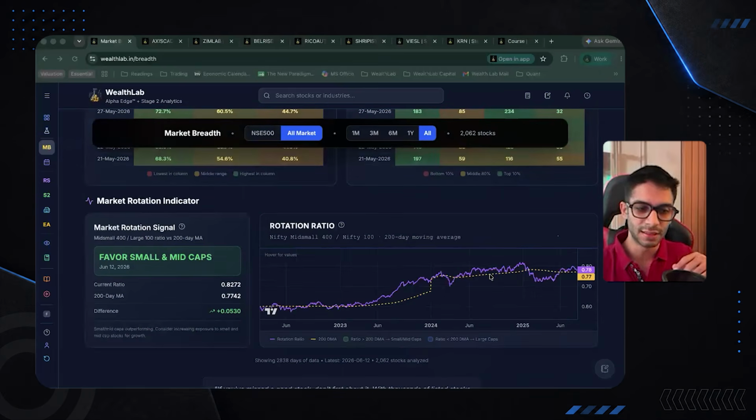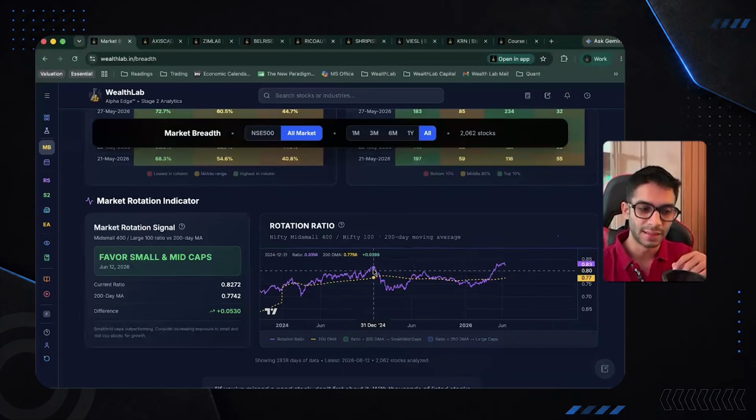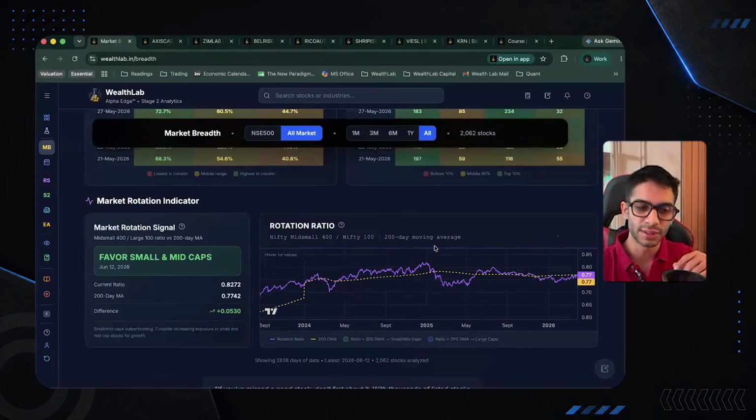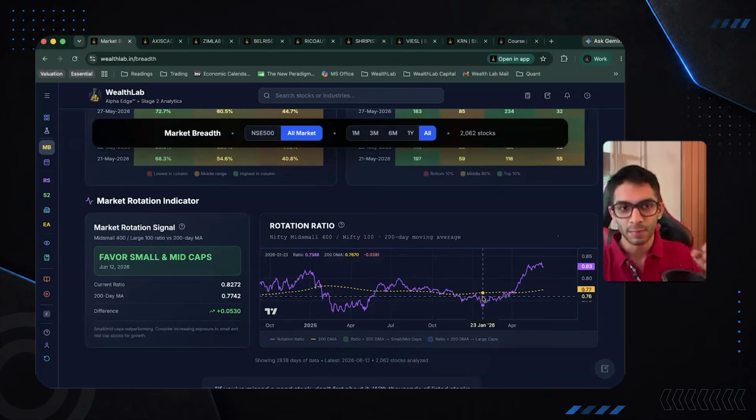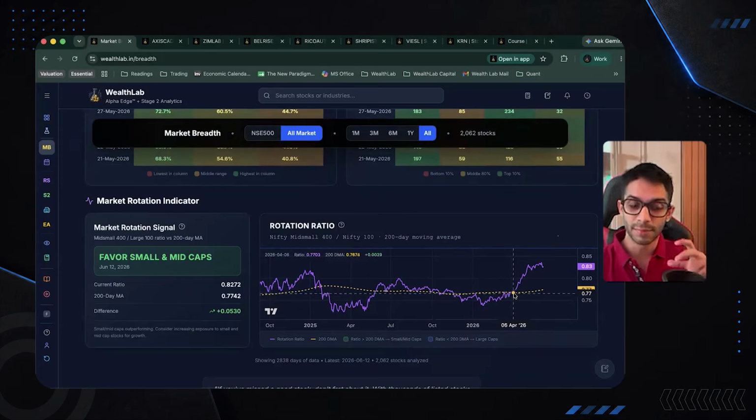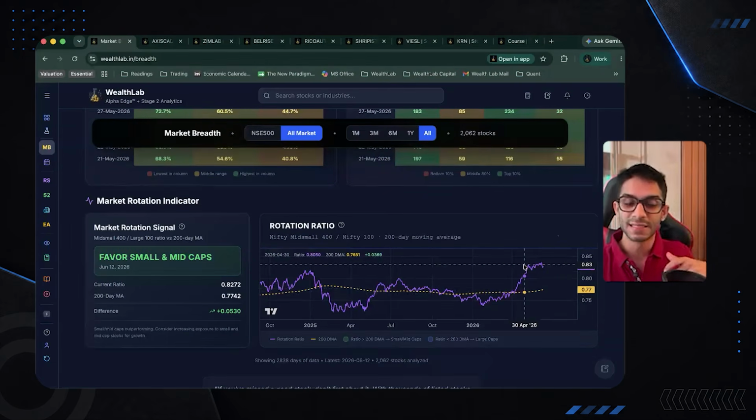At the same time, this is another thing that we have added, and this is a rotation signal, market rotation signal. There is a yellow line on the bottom in the middle, and there is a purple line. Every time the purple line is below the yellow line, it means that we should favor large and mega caps, because the markets are risk averse, risk off sentiment. When the purple line is above the yellow line, it is a risk on sentiment, right?